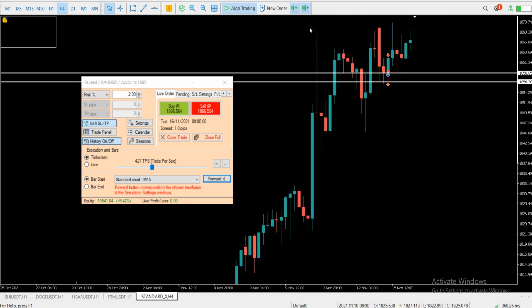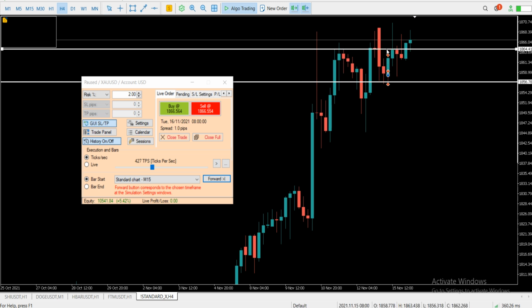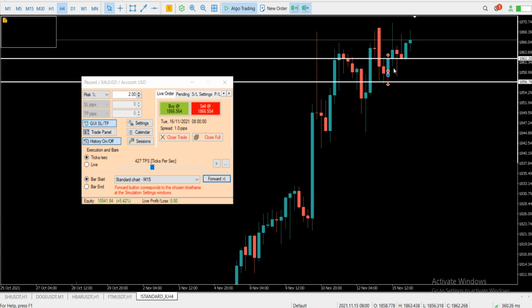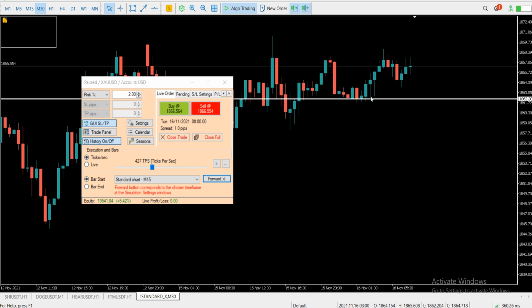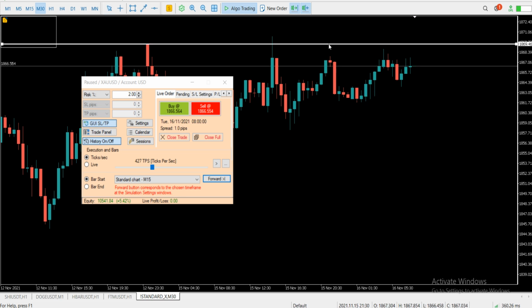We need to see some sort of confirmations. Okay, we have a support forming at this point, so maybe this candle can wick down and then continue pushing bullish. If that has to happen, we need to see support formation on the 30-minute. So this is the resistance and this is the support.